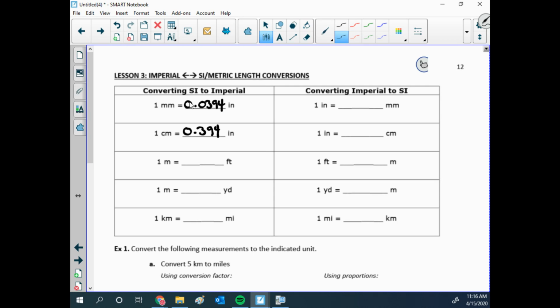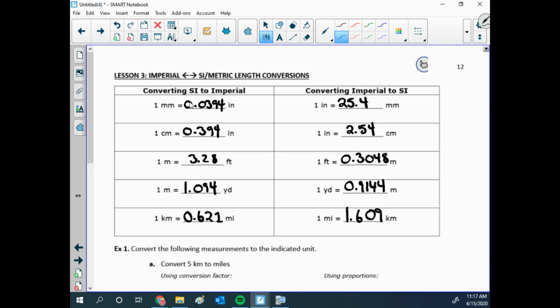So 1 centimeter is equal to 0.394 inches. 1 meter is 3.28 feet. 1 meter is 1.094 yards. 1 kilometer is equal to 0.621 miles. 1 inch is equal to 25.4 millimeters. 1 inch is equal to 2.54 centimeters. 1 foot is 0.3048 meters. 1 yard is 0.9144 meters. And 1 mile is 1.609 kilometers.